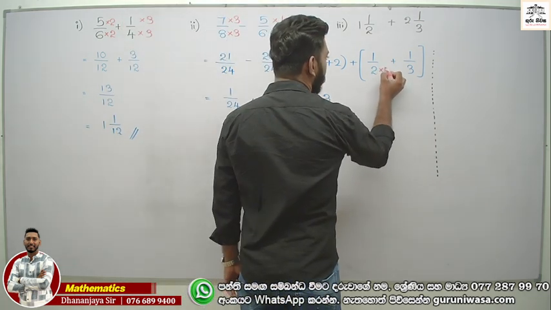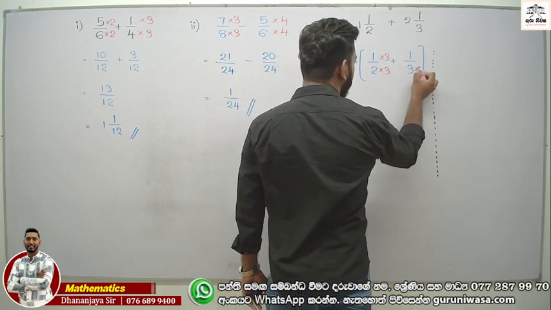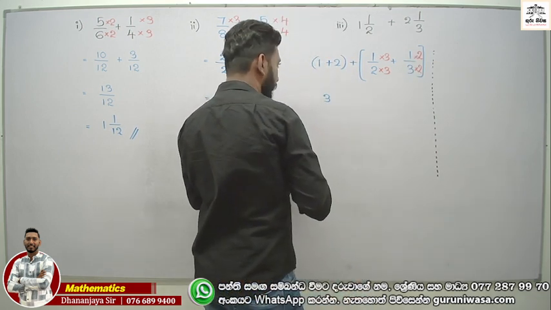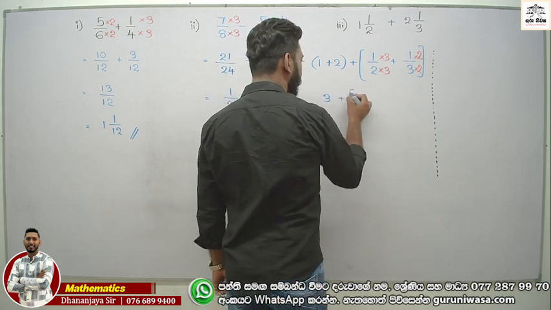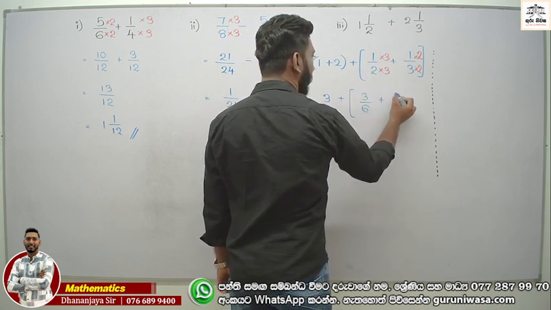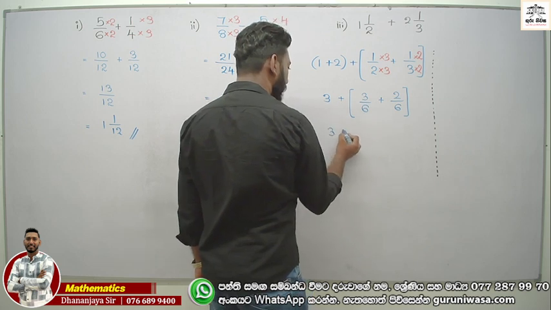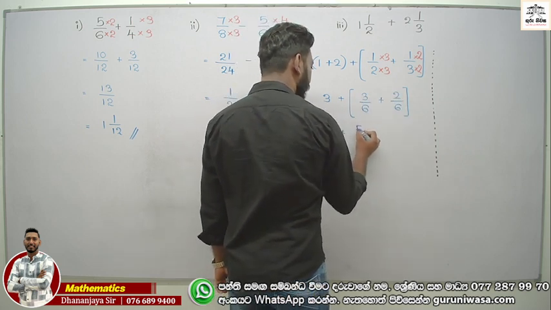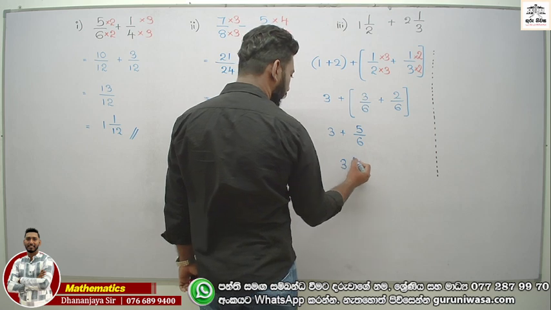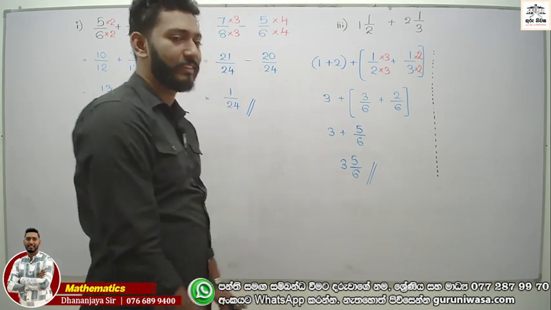Now 2 times 3 becomes 6, and 3 times 2 becomes 6. Now we can write the whole number plus 1 times 3, 3 over 6 plus 2 over 6. Now the answer becomes 3 plus 3 and 2 becomes 5 over 6. Now 3 and 5 over 6 you can write as 3 5 over 6. This is the answer.